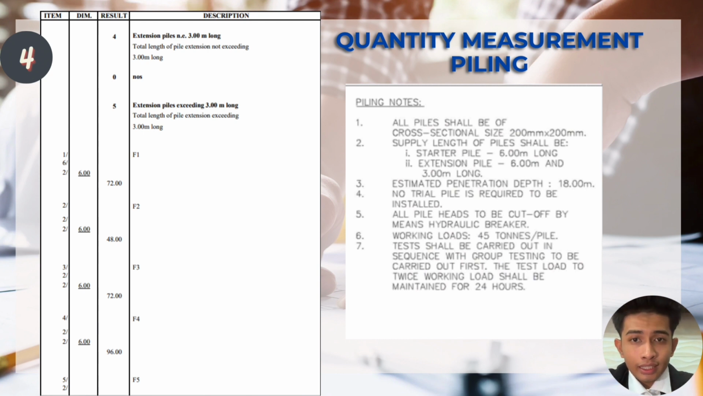Why do we choose 6? Because it's exceeding 3 meters long. So we choose 6 meters. So we will multiply 1 times 6 times 2 times 6, and we get 72. That is the answer for formwork 1. So repeat the step until formwork 5 and total all the results.